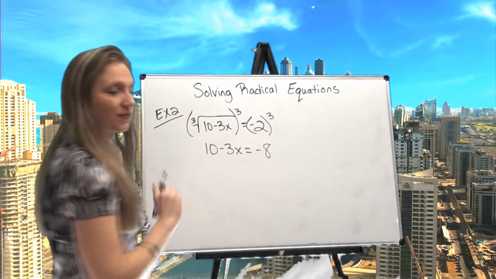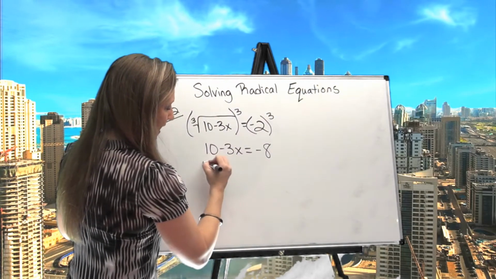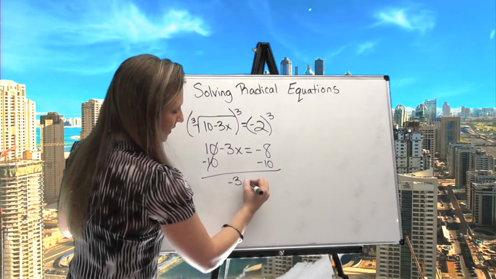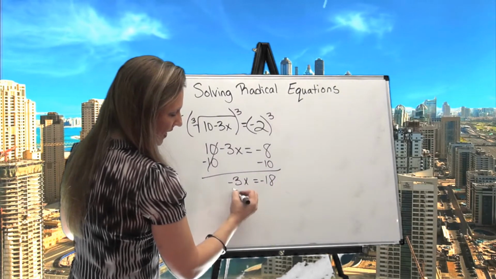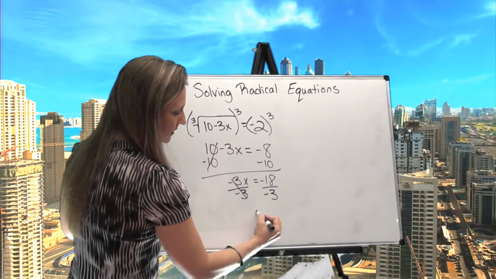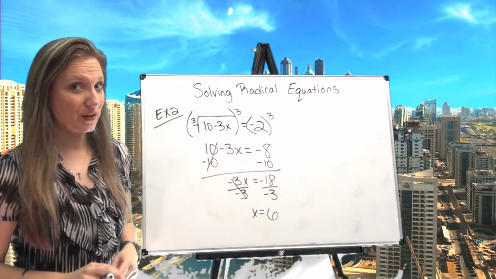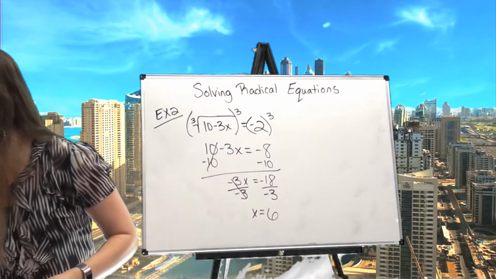So I'm solving just a very basic algebra problem that you've been doing for a while now. I'm going to get rid of the 10 by subtracting it. I'm left with -3x equals -18. To get rid of the -3, I'm going to divide by -3 on both sides. x is 6. Now let's do our very important check step to make sure that this solution is not extraneous.